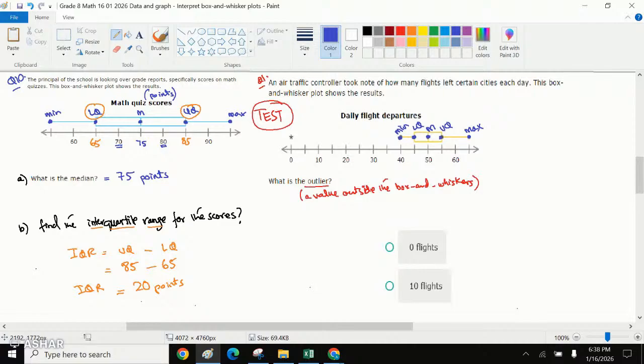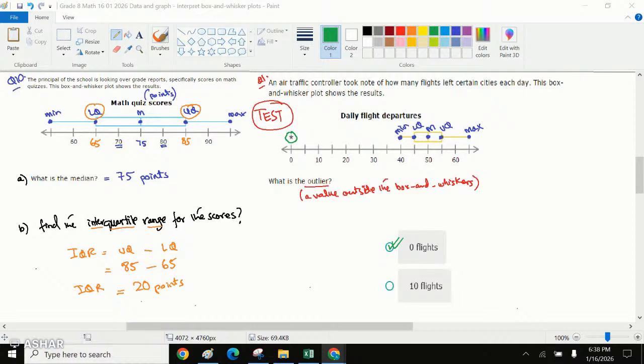Yes, thank you. The outlier in this question would be the value that is outside, something that stands out, that is not normal, right? That means in this case, 0. There was a city which had 0 flights. Yes, 0 flights would be the outlier. Thank you. Let's click on 0 flights.